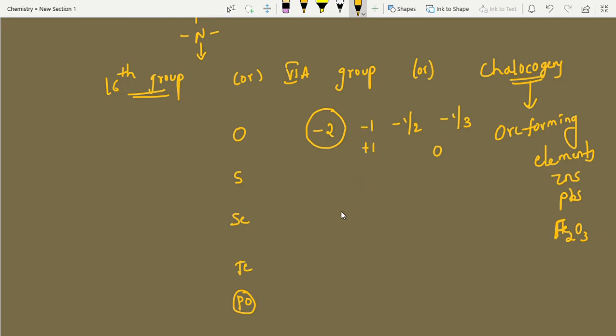Now next one, sulfur: minus 2 to plus 6. Group number is 6, no? Minus 2 to plus 6. Here also you can take H2S. In H2S, this is plus 2, this is minus 2.